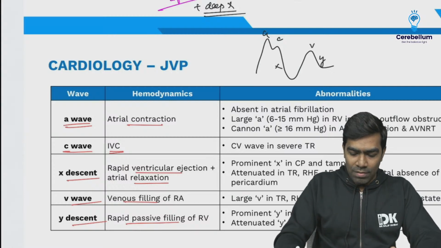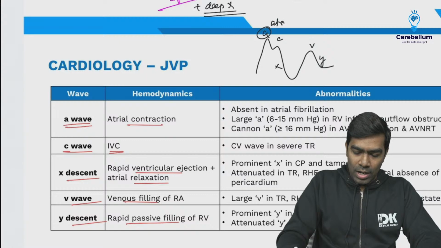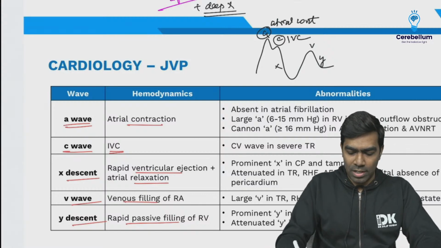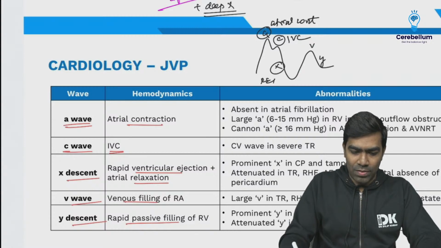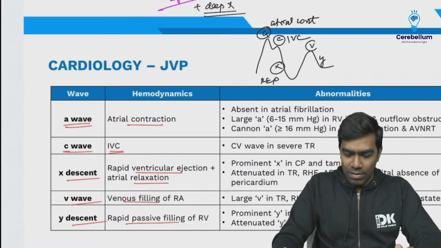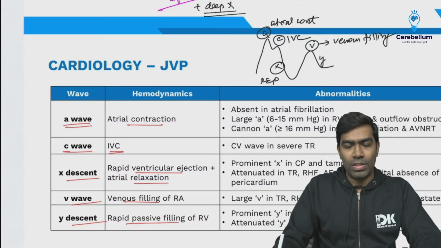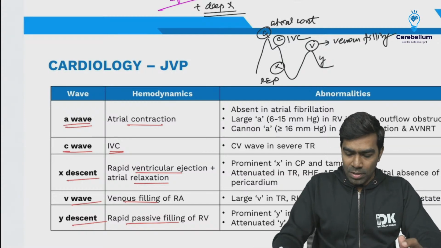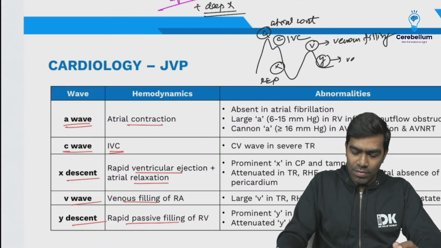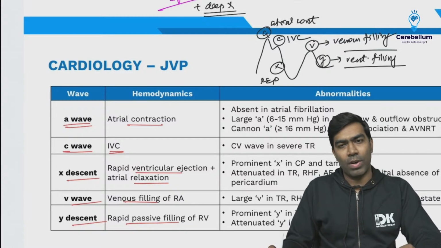So the A wave is due to atrial contraction and the C wave is due to isovolumetric ventricular contraction. The X descent is due to the rapid ejection phase along with atrial relaxation. The V wave is due to venous filling of the right atrium, and Y is ventricular filling. Especially during the rapid passive filling phase, you are going to get the Y descent.